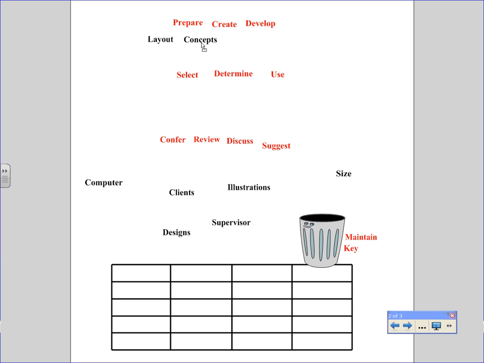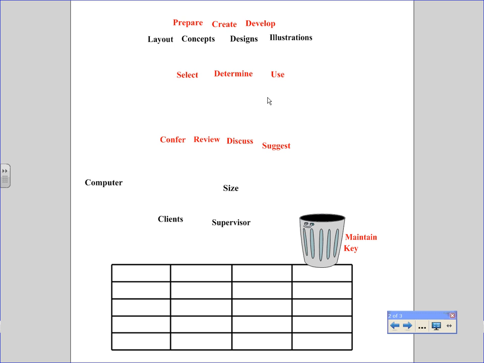A concept, that could go there. You prepare or create some kind of a concept. Designs, that makes sense. See, illustrations, you could create an illustration. You don't create clients or computers. Well, that doesn't make sense.